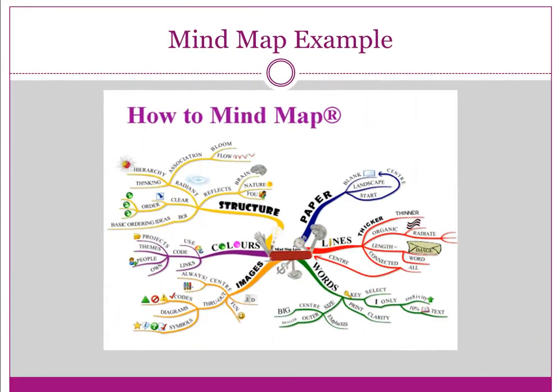And here's an example again. We've got lots of bits and pieces. We've got a mind map. It's a bit hard to see in the middle, but we've got words, we've got paper, we've got lines, colors, images, structure. Again, how you want to do it, it's up to you. And take the time and pause the video if you need to when you're looking at these, so you can have a better idea of how things actually work.